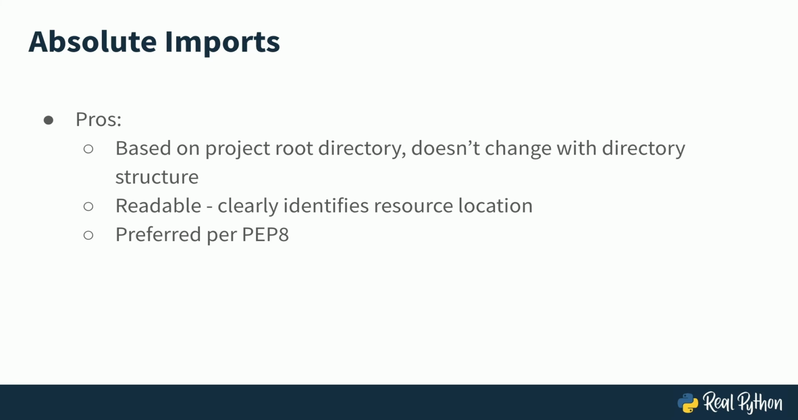There are many pros to using absolute imports. First, they're based on the project root directory, so moving files around means you don't have to change their import statements. They're also very readable. Taking a look at an absolute import clearly identifies the resource location. And finally, they're preferred per PEP8. The only real con to using an absolute import is they can be very verbose and repetitive based on your project size. So this is something to keep in mind. Overall, in most cases, you want to use absolute imports as much as possible.